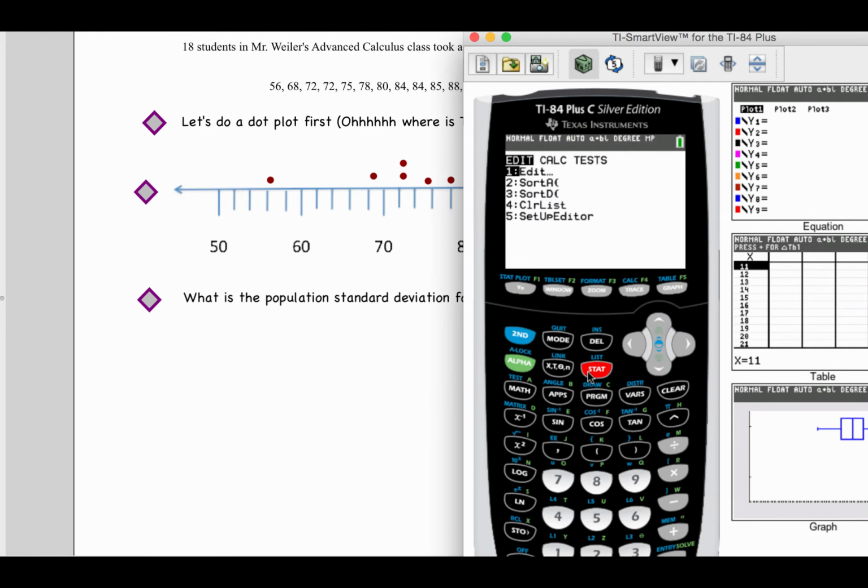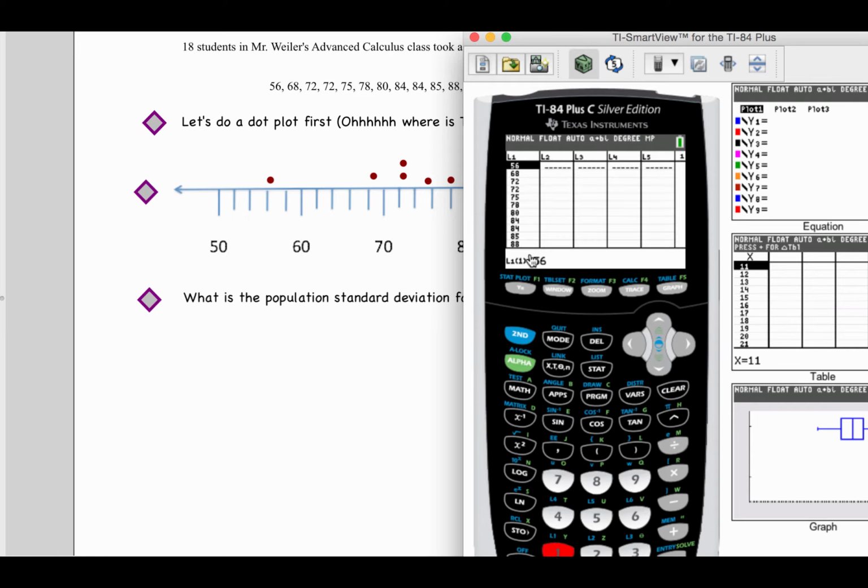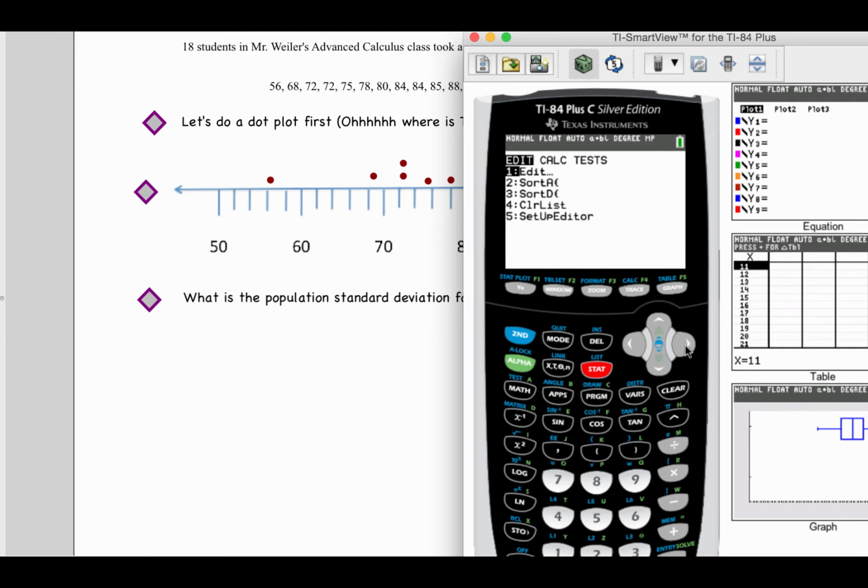So the first thing you're going to do is go to Stat, Edit, and put all your data in List 1. I've already done that to save time. Once you've entered it, you go back to Stat, and now we get to do some calculations on it. We're going to do one variable statistics. We always do one variable stats. Two variable stats is a no-no. You won't do that. Maybe you'll do it in AP stats, but we're certainly not going to do it in Algebra 2.